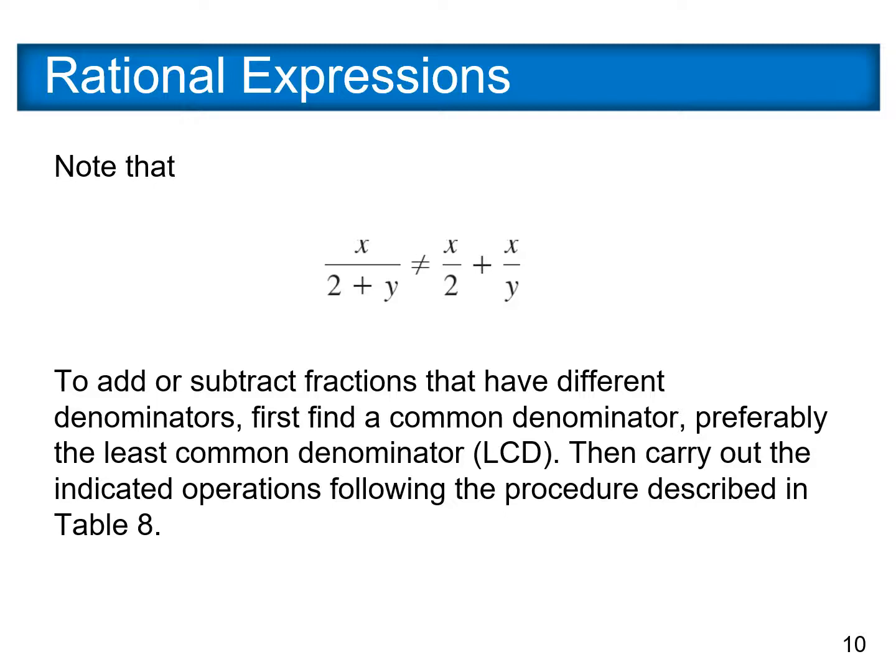So note though that you cannot do this situation over here. If you have, for example, x divided by 2 plus y, you cannot rewrite this. It is absolutely wrong to write x divided by 2 plus x divided by y. Okay, so to add and subtract fractions that have different denominators, first you need to find a common denominator, preferably the least common denominator, the least number in common. Then you need to carry out the indicated operations, followed by the procedure described on the table that I just showed you.